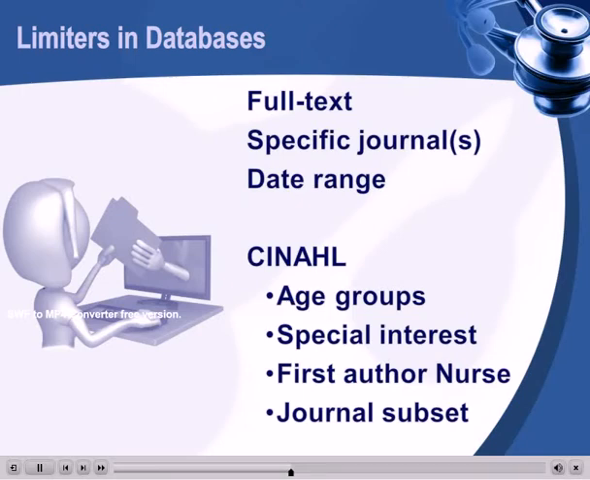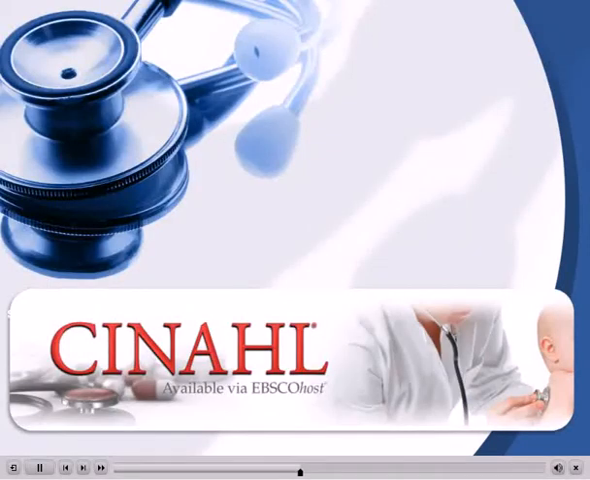Some assignments require you to find an article where the first author or any author is a nurse. CINAHL contains a limiter for exactly that need. Another CINAHL limiter is the journal subset, which is a regional division. In some assignments, you'll be restricted to journals in the United States. In this case, you can use the limiter journal subset and select USA.